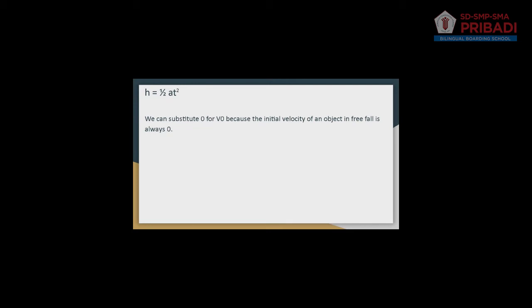And we can also substitute initial velocity with zero, because the initial velocity of an object in freefall is always going to be zero. And we can also substitute acceleration with gravity, because it is the force that is acting on the object. And that's how we get the equation height equals half gravity times time squared. Now let's look at one example.